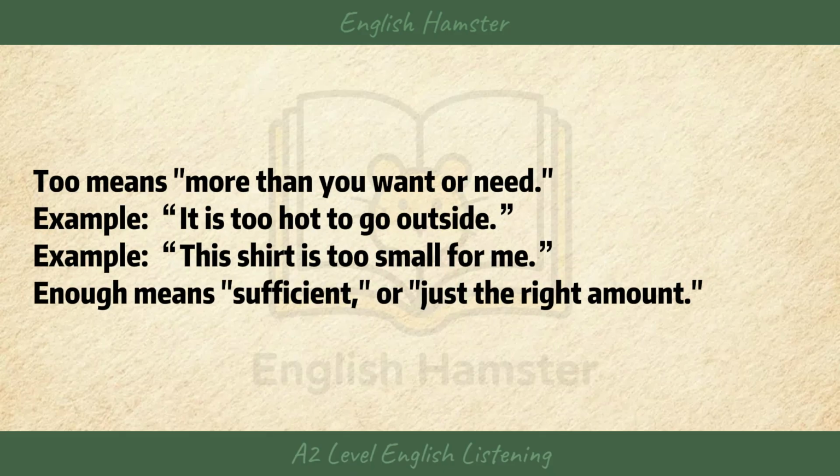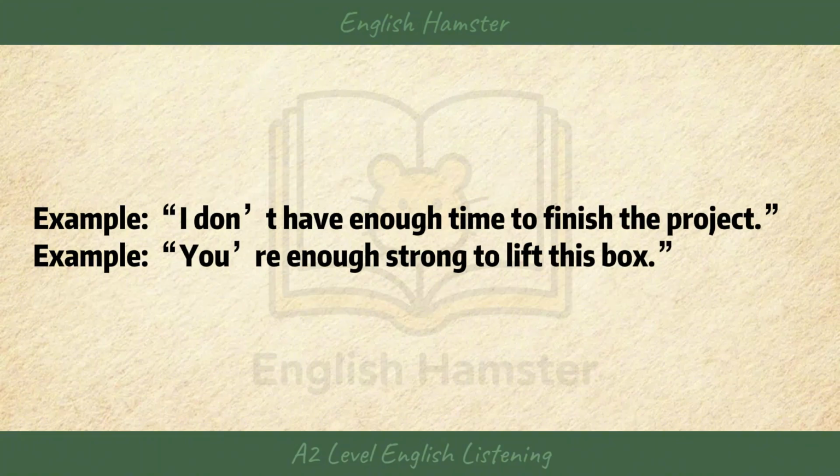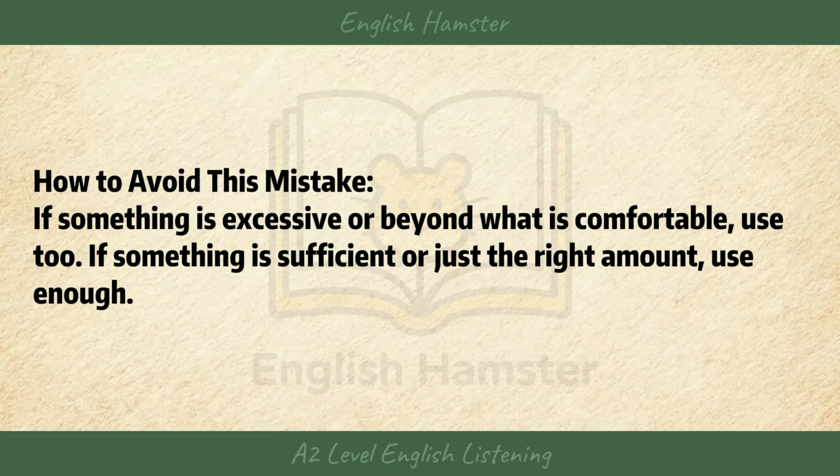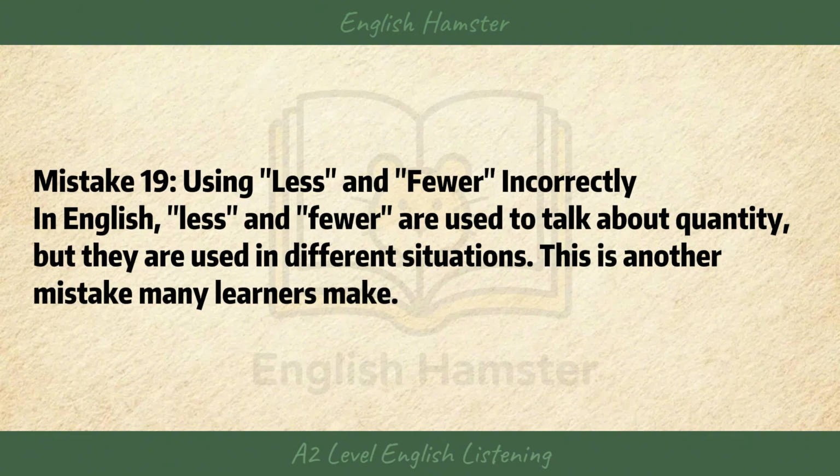Too means more than you want or need. Example, it is too hot to go outside. Example, this shirt is too small for me. Enough means sufficient or just the right amount. Example, I don't have enough time to finish the project. Example, you're strong enough to lift this box. How to avoid this mistake. If something is excessive or beyond what is comfortable, use too. If something is sufficient or just the right amount, use enough.